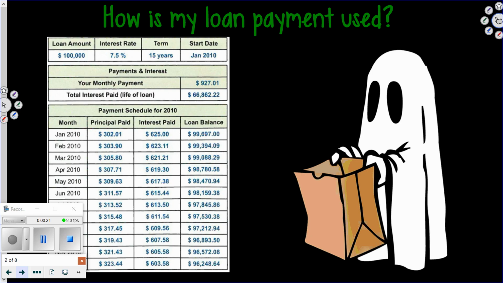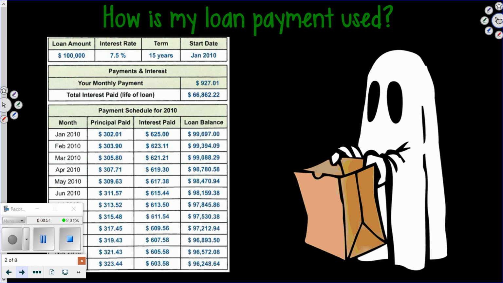But first, I want you guys to kind of see how a loan payment is used. So you buy a car, you buy a house, you buy whatever. Depending on whether it's a mortgage or a car, it doesn't really matter. It's all kind of used the same way. So this table shows you a loan that's $100,000, 7.5% interest for 15 years. And then the monthly payment, $927.01. Total interest paid for the life of the loan would have been $66,000, almost $67,000 in interest. Just keep that in mind.